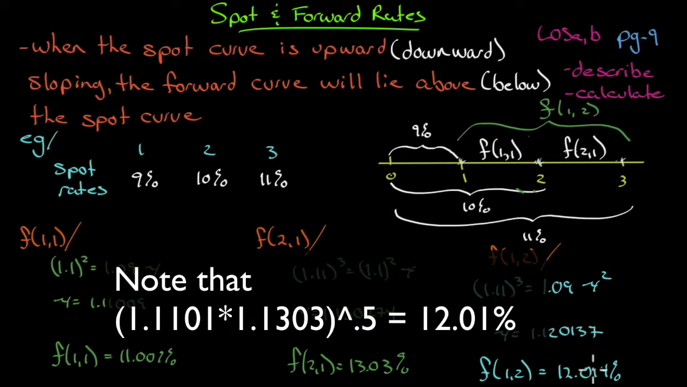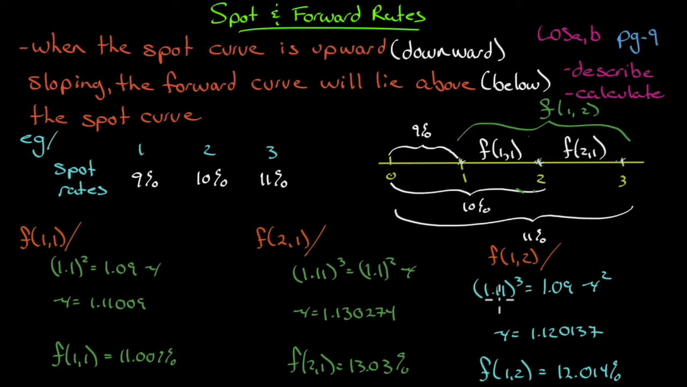Is this rate above the highest rate I used? The highest rate I used was 11%. This is 12%. There you go. No matter how you do it, the forward rate will always be above the highest spot rate you use in getting to that forward rate.